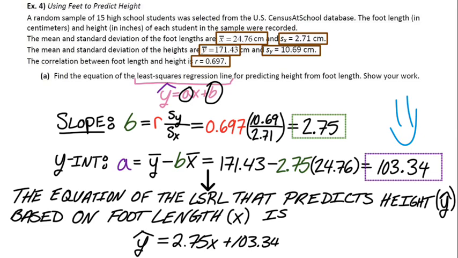Put the a value correctly, b value correctly, slope and y-intercept, and there's your line.